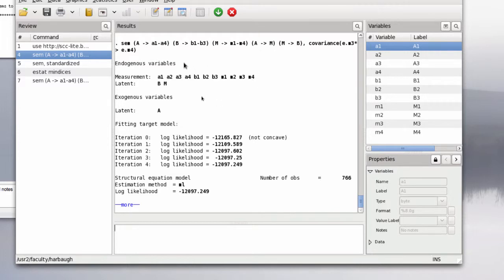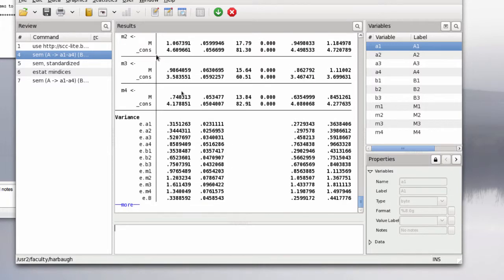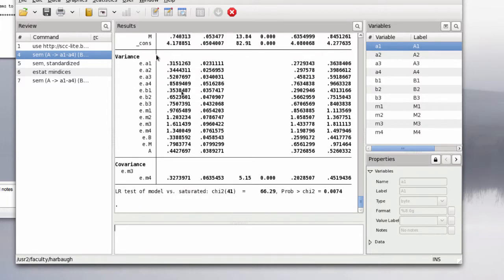All right, so I typed comma, because once I've given the model, all the additional parameter changes are separated with a comma. Covariance E dot M3 star E dot M4. So let me walk us through the rest of the output. And hey, looky there. We've got a stronger model. So now notice our degrees of freedom went down. So it went from 42 to 41.